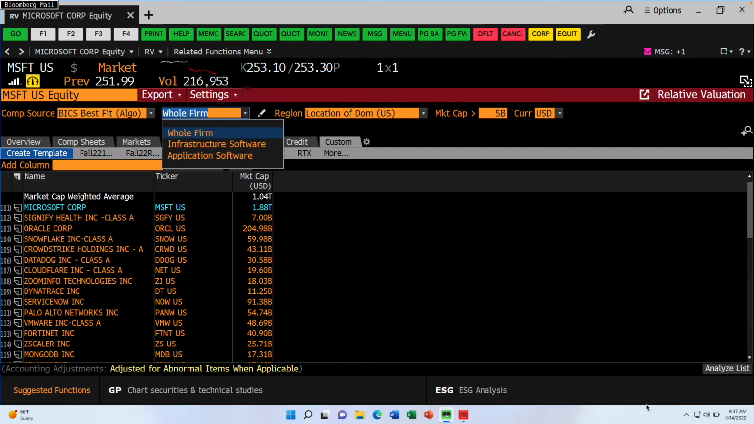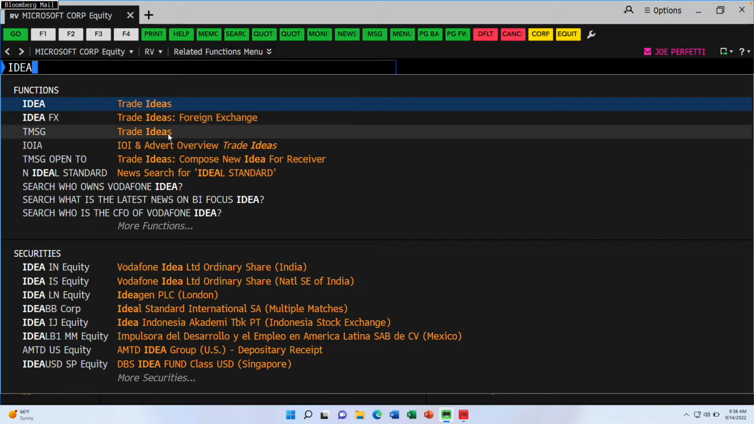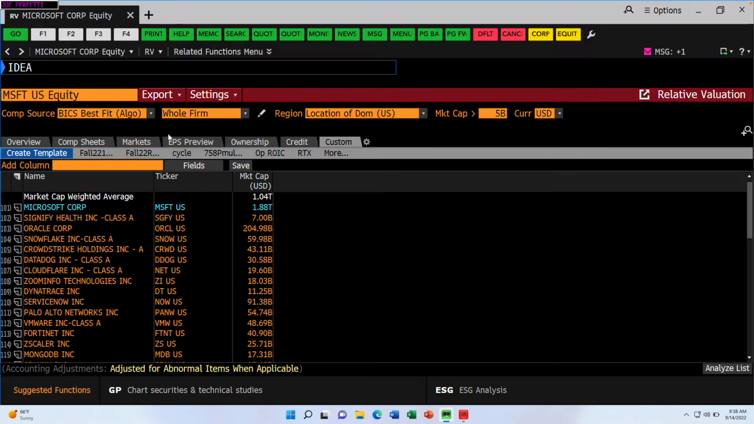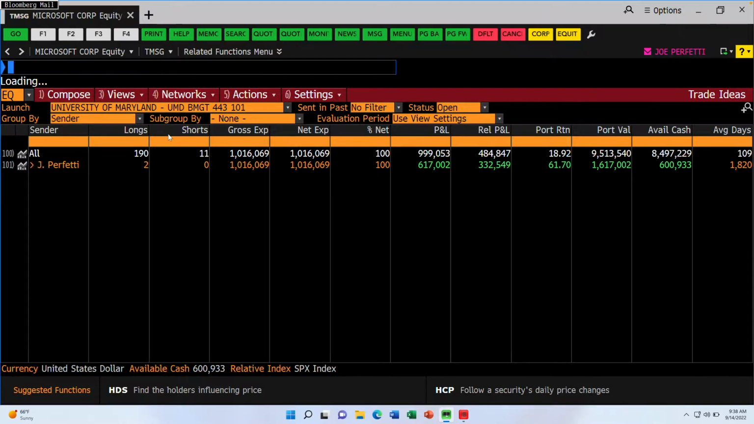into Bloomberg, okay, there's two ways to access the trading challenge. You can either type in IDEA, IDEA, or you can type in TMSG. Okay, those are the short codes to get to the trading challenge. Now, unless you're registered, you won't be able to do anything when you're there.